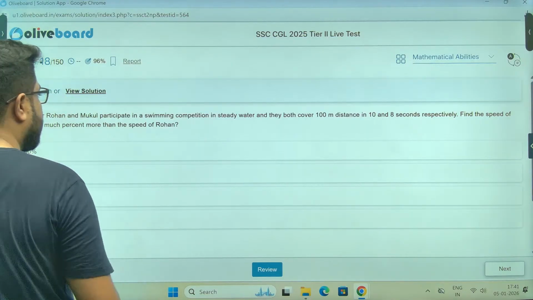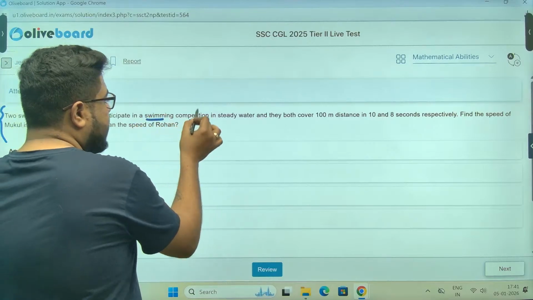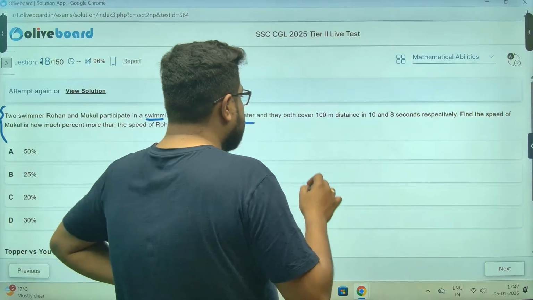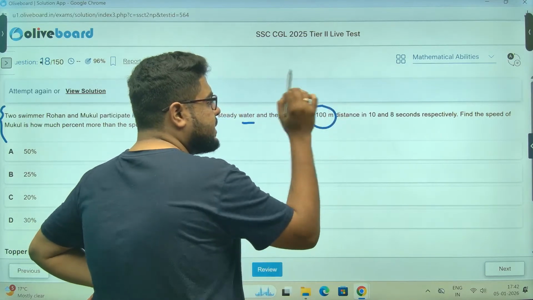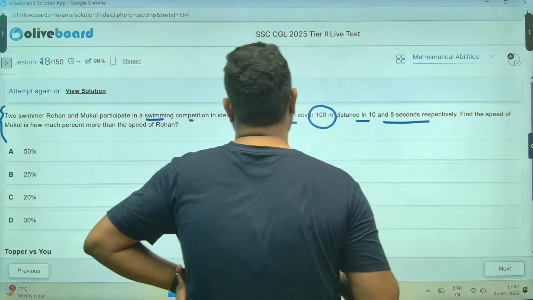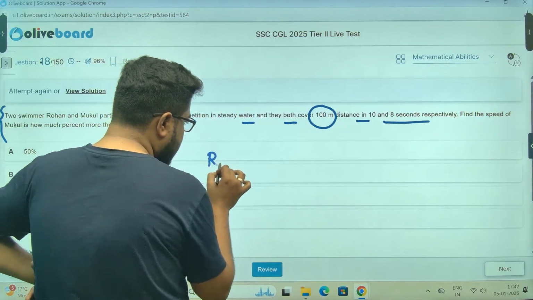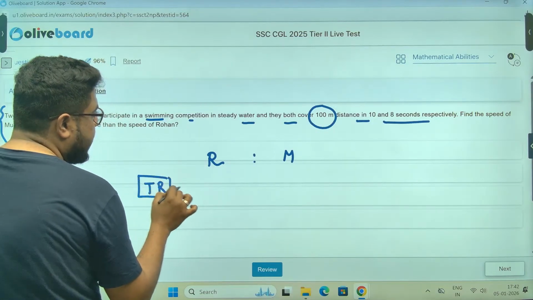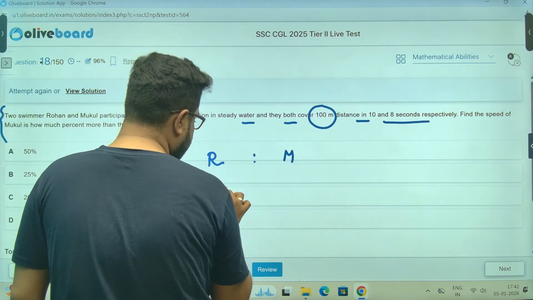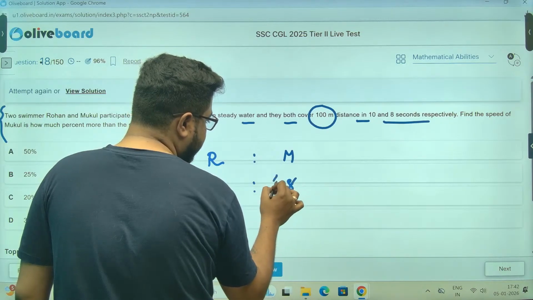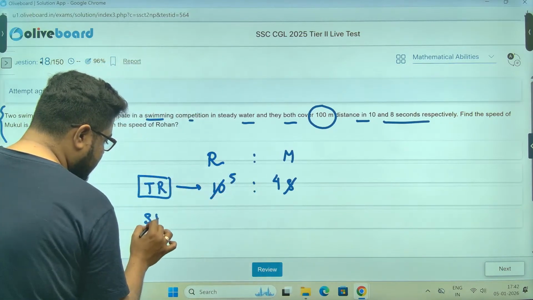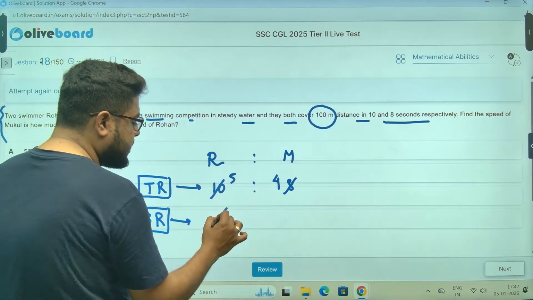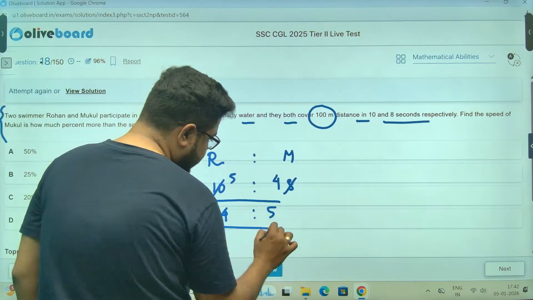Two swimmers, Rohan and Mukul, participate in a swimming competition. Steady water, meaning there is no stream. Total 100 meters for both, so distance is constant. 10 and 8 seconds, Rohan and Mukul. So they have given you the time ratio. Rohan is taking 10 seconds and Mukul is taking 8 seconds, meaning 5 and 4. So what will the speed ratio be? If distance is constant, time and speed are inversely proportional, so it will be opposite. 4:5.